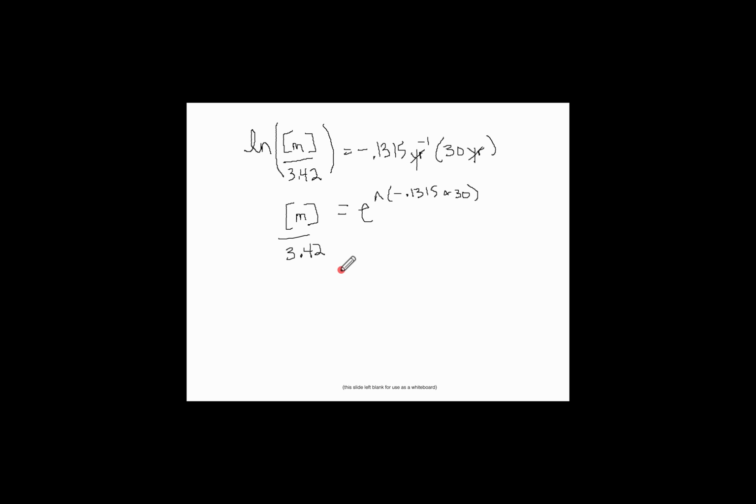When I throw that in my calculator, I get 0.01935 equals my mass over the 3.42. To solve for the mass, all I need to do is multiply both sides by the 3.42, which gives me 0.066. Since my original mass was in micrograms, that means my answer has to be in micrograms.